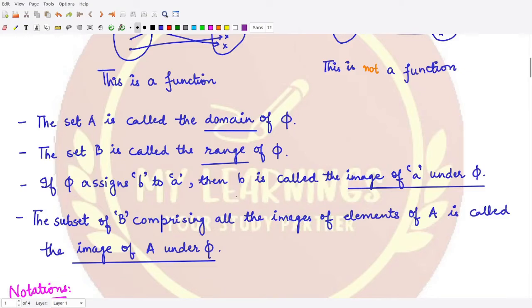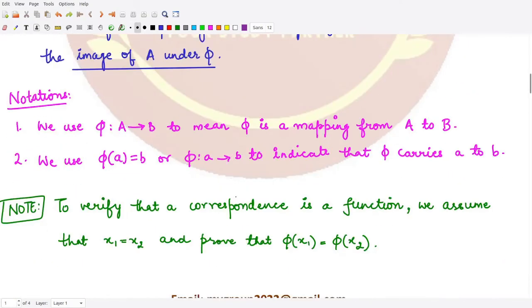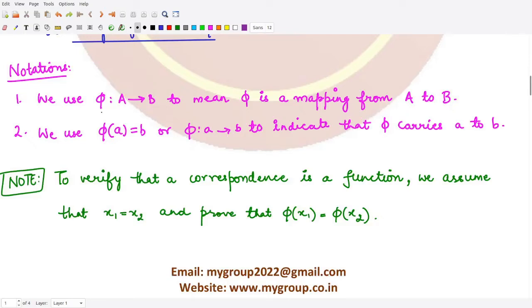Next, let us see various notations here. Phi colon A to B means that we define a mapping phi which takes the set A to the set B, right? And in terms of elements, this was about sets; you are taking elements from the set A, applying phi onto them, and getting the images which are present in B.